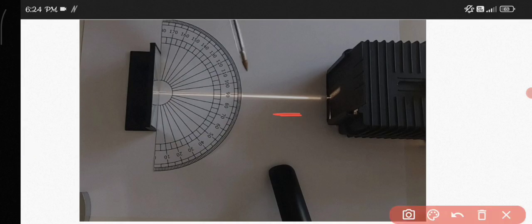At this point, our ray of incidence is coming along the normal, hitting the surface of the plane mirror and being reflected back along the normal. So, in this case, the angle of incidence is actually 0 degrees. And therefore, the angle of reflection is also 0 degrees as well.